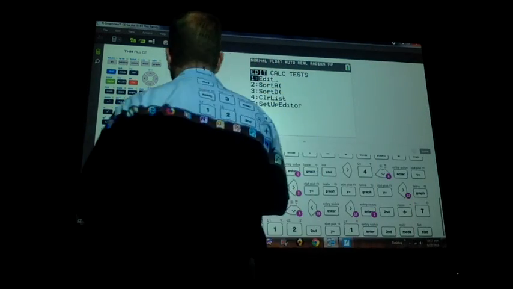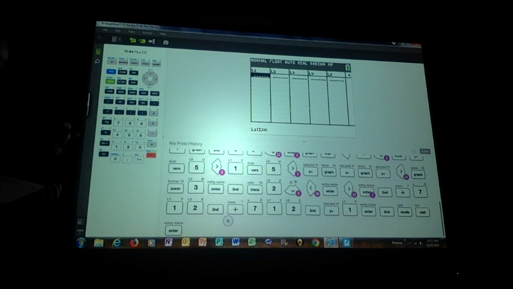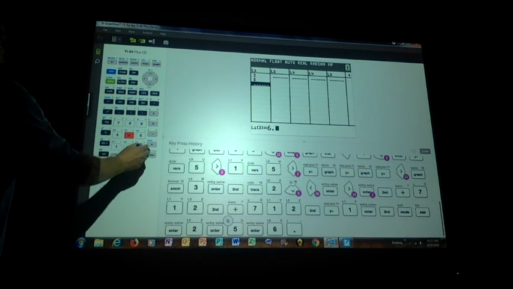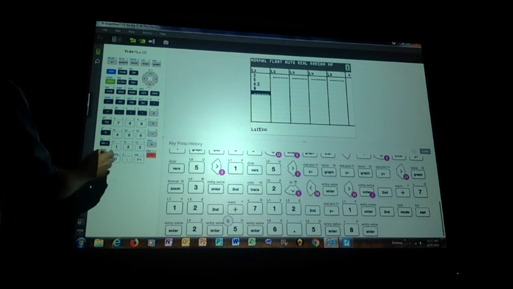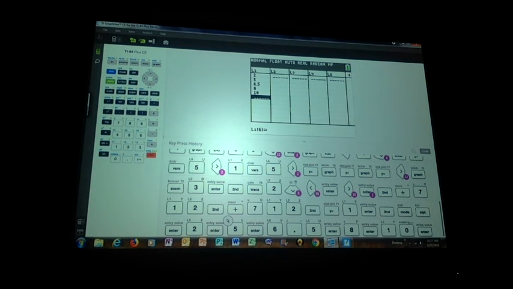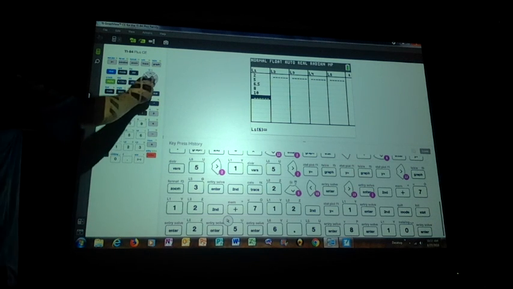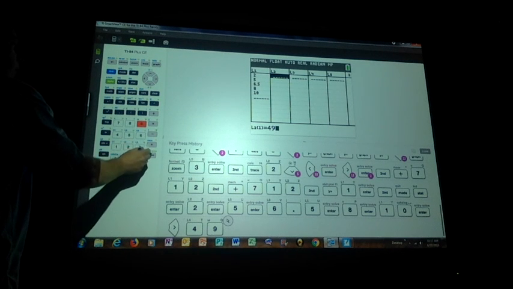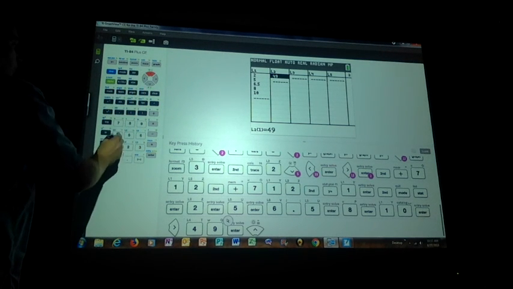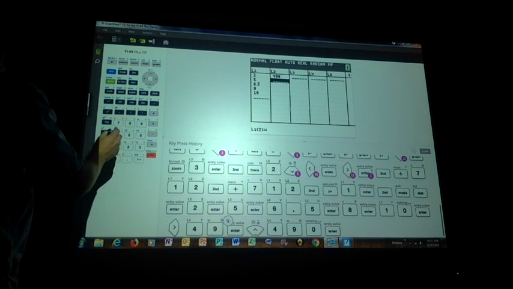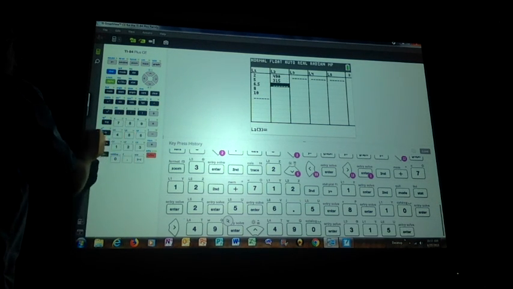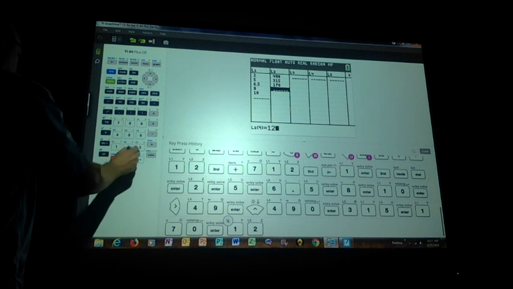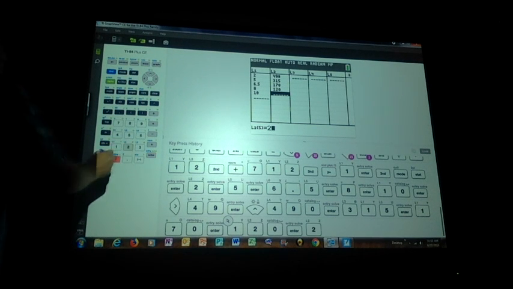So under here, I'm going to edit. In list 1 is going to be my x, so I'm going to plug in 2, enter, 5, enter, 6.5, enter, 8, enter, 10, enter. Is that okay? Do the same thing to y2. Plug in your distance. Make sure you're matching up. 490, 315, 170, 120, and 20. Enter.